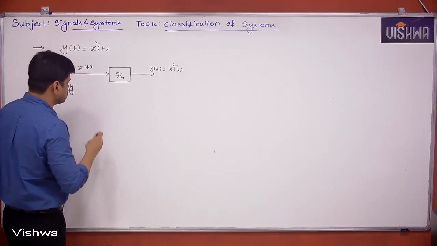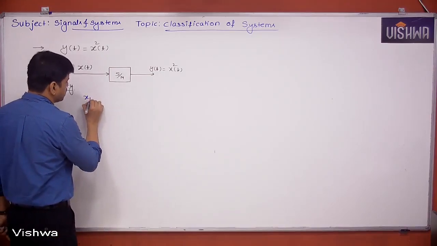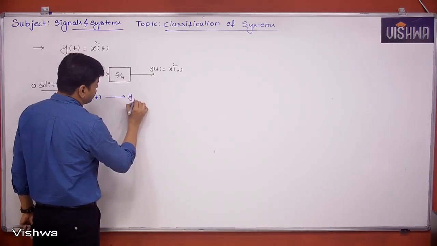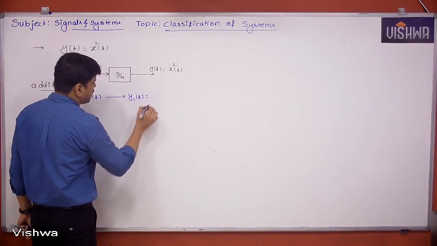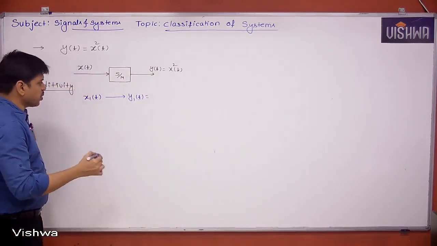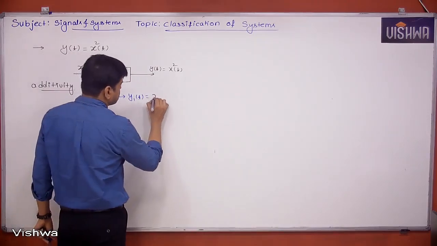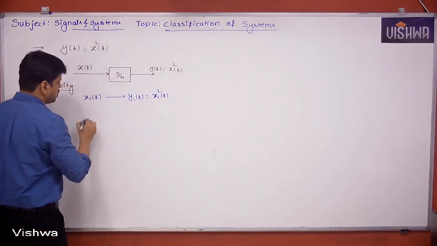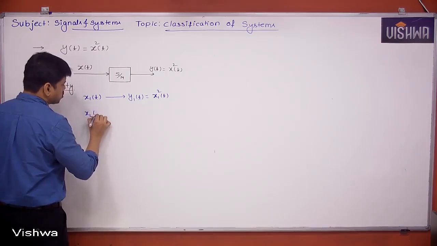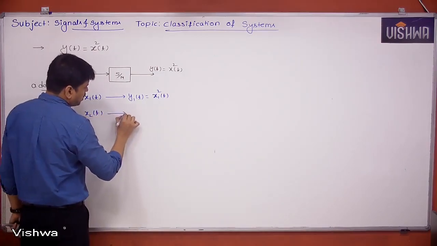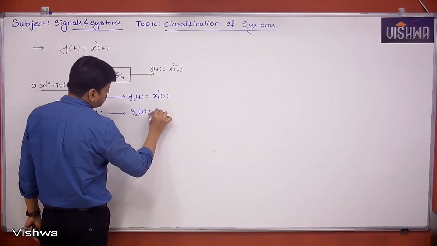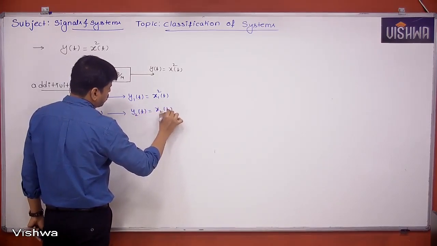Let's give x1 of t as the input. Then what is the output y1 of t? Whatever the input, it doesn't matter, it will square the input. So it is going to be x1 of t square. That's it. Suppose if I change the input to x2 of t, then what is the corresponding output? Let's call it y2 of t, which is nothing but x2 of t square.